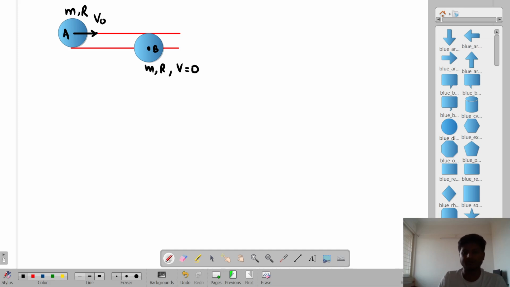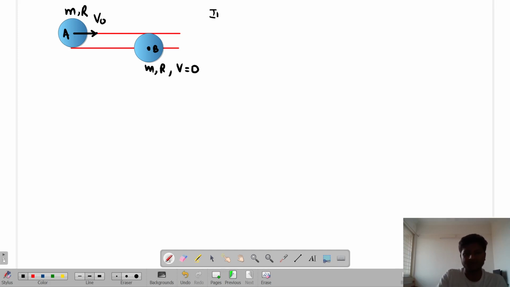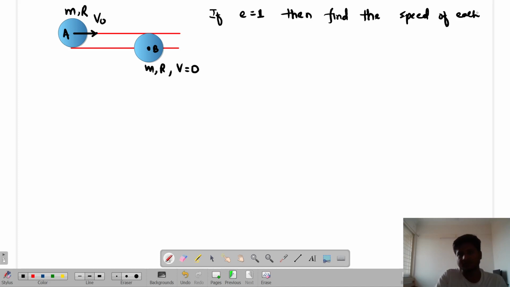If e is equal to 1, then find the speed of each ball after collision. Do it.